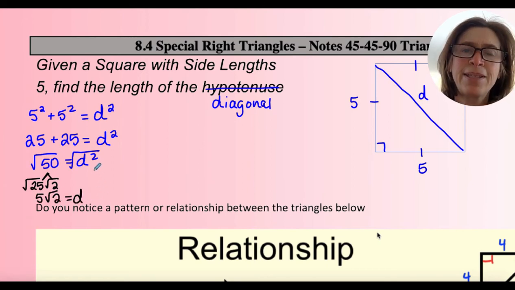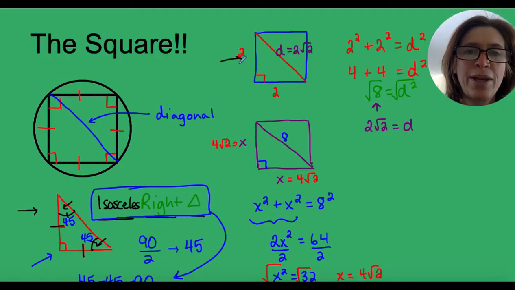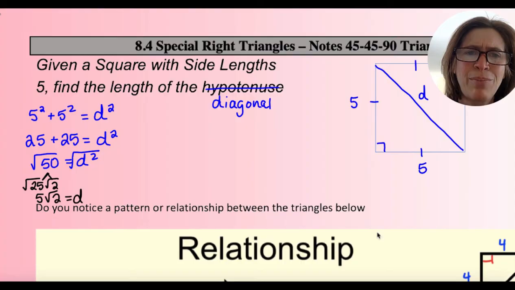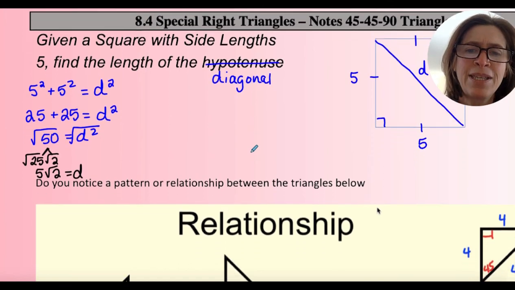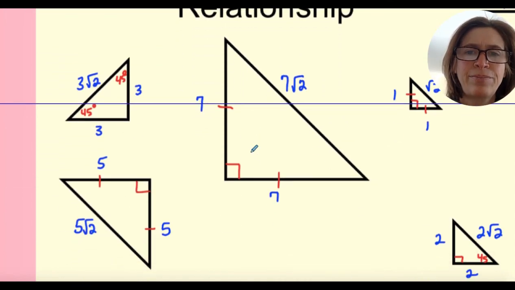All right, now, some of you might recognize from what we just did that when we had side lengths 2 and 2, that our hypotenuse worked out to be 2 root 2. I wonder if that relationship happens every time. So let's see if we can identify a pattern.